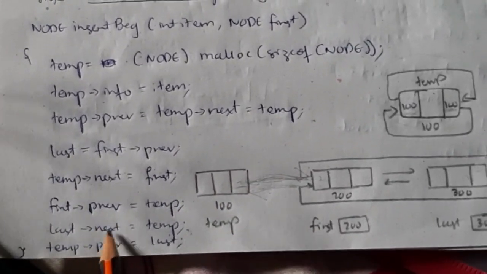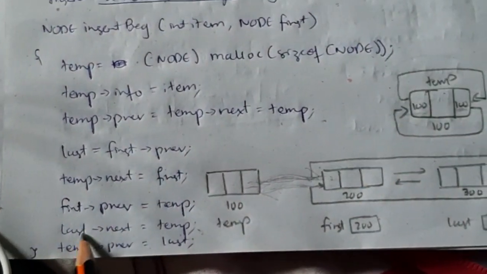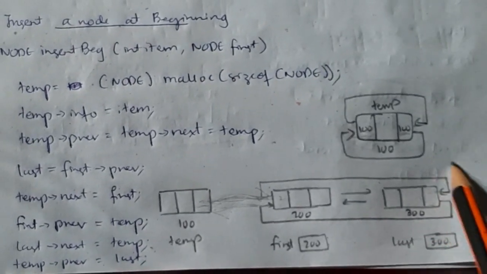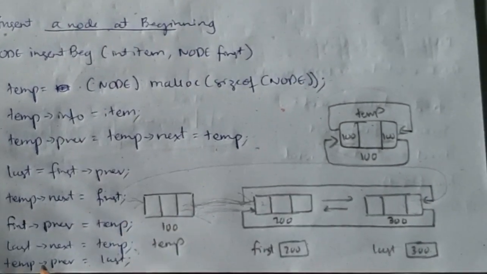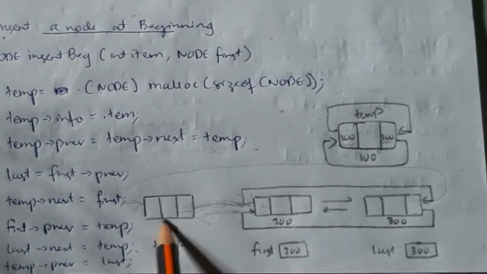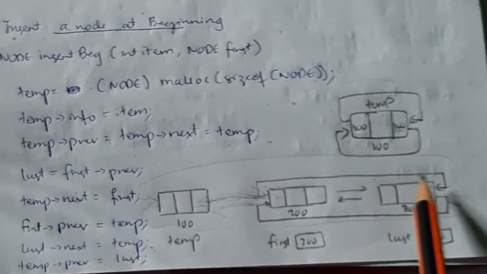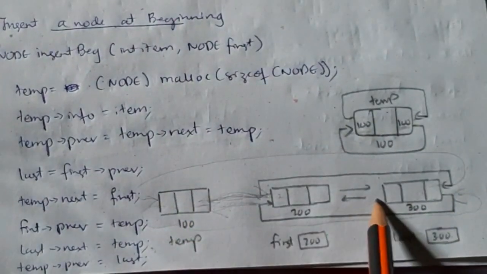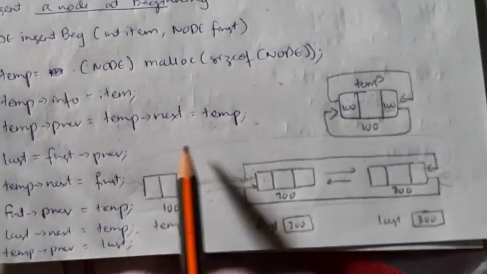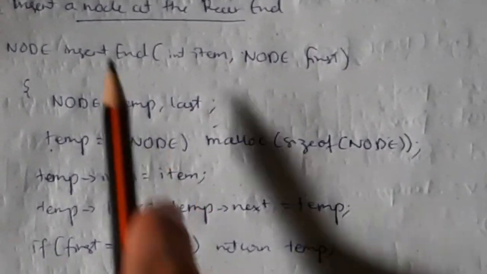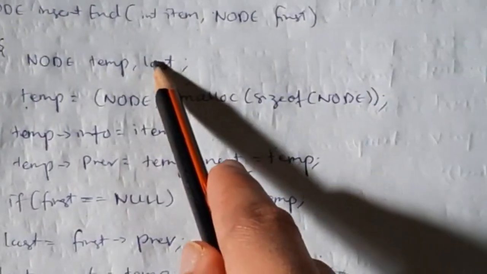In next two lines, what you will do, you will make the connection with the last. See, last arrow next means this one, last arrow next is this should point to the temp, so it will point to the temp here, and temp arrow previous is equal to last, this is temp arrow previous, it will point to the last. So in that way the connection is made between these all nodes, and this temp is inserted at the beginning.